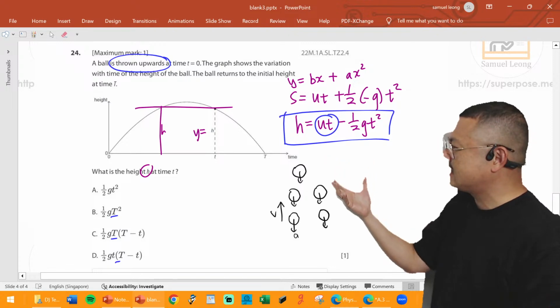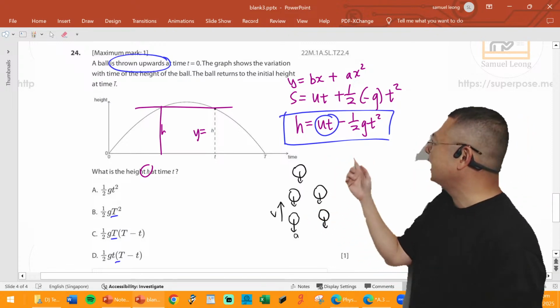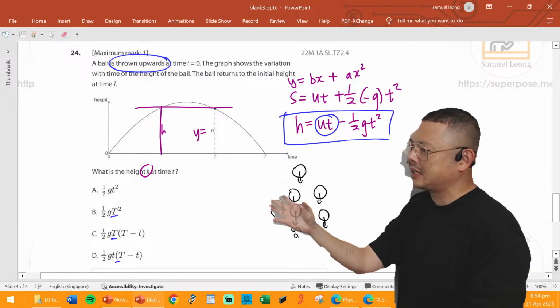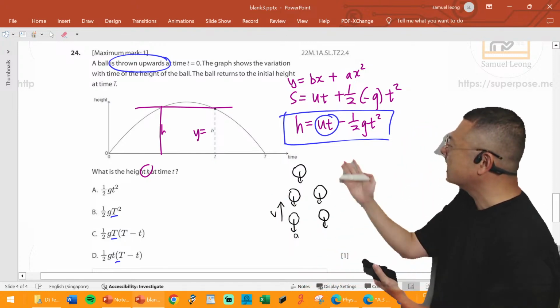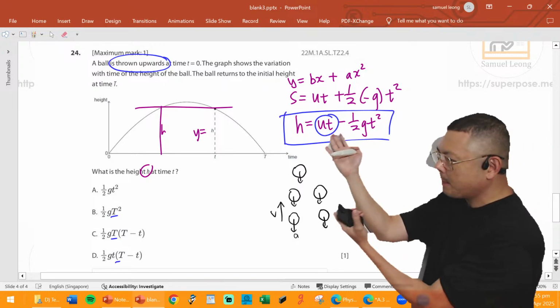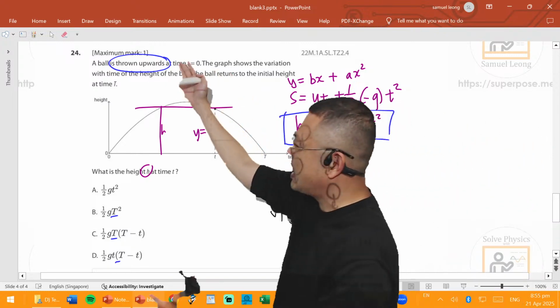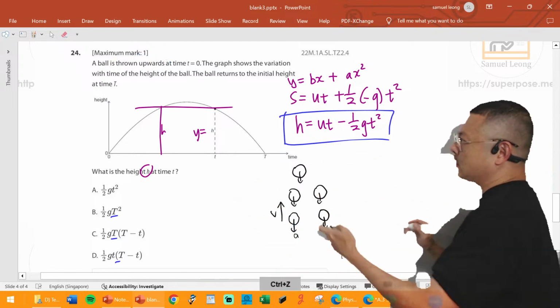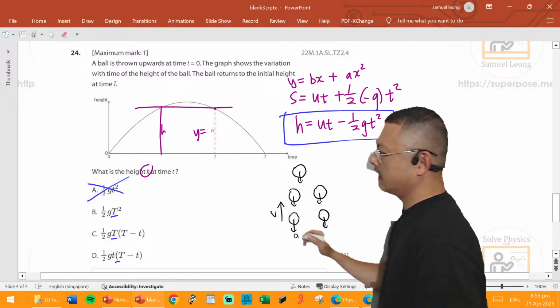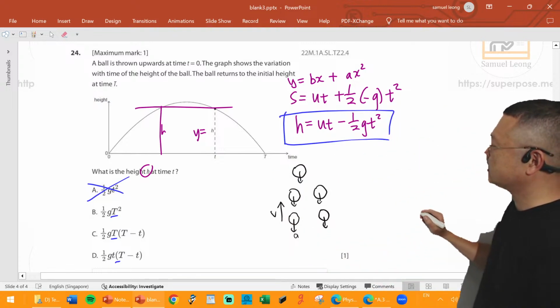You cannot just think, "I think this is the closest, let me just choose A and then hope for the best." Hoping for the best doesn't happen in physics, right? So u cannot be zero because you're throwing something upwards. So there's no way this is going to give you A. A should be out already.